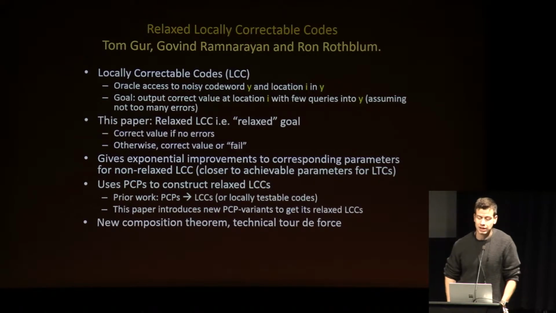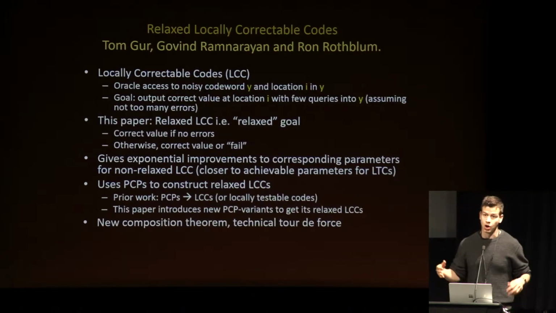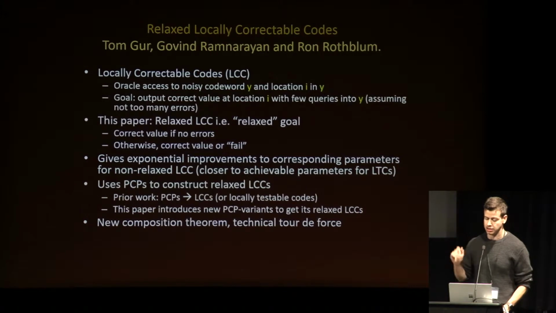The first paper about relaxed locally correctable codes talks about a relaxation to local correction where we're not required to always recover the correct symbol of the code word if there's been a bounded amount of noise, but we're also allowed to fail. So the corrector is allowed to say, hold on, there has been some corruption in this code word, I don't know the answer, and output an error symbol. It's not allowed to output an incorrect symbol, but it's allowed to say, I fail. So it's a relaxation to the definition of locally correctable codes.